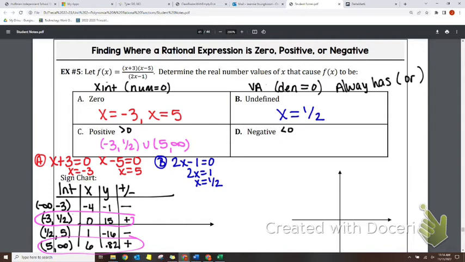Then for D, where it's negative, that's where it's less than 0. I'm looking for negative in that sign column. I can see it's from negative infinity to negative 3, and from 1/2 to 5. And so we could graph those as well, and we would see the same thing in our graph.